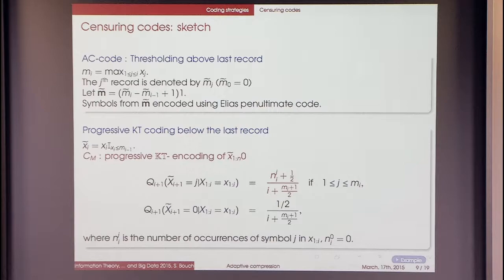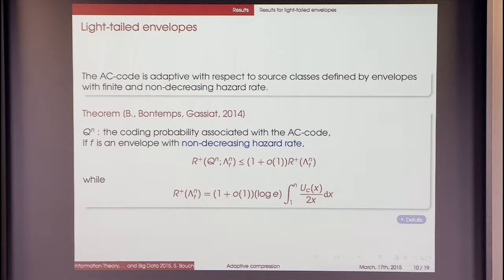So I skip a little bit the examples and tell what we get. This very simple, computationally effective, and conceptually simple strategy is actually completely adaptive. The minimax redundancy rate for those light tail envelopes has this simple, nice form. And this is achieved by this auto-censoring code, provided the envelope has non-decreasing hazard rates.